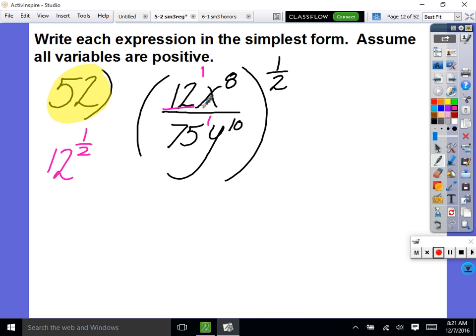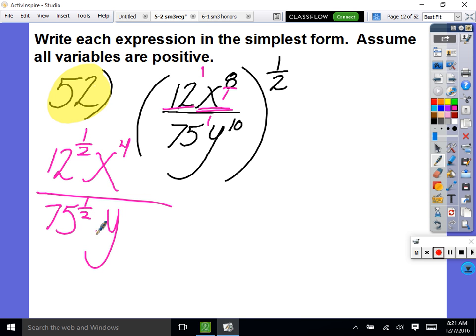Now, for this piece, 8 times 1/2 is 8 over 1. Multiply across. 8 over 2 is 4, so we have x to the 4th. Now on bottom, don't we have 75 raised to the 1/2 power? And then on bottom, we have y to the 5th. So you say to yourself, there's my answer, but does it simplify? Well, numbers raised to a power simplify. If you get a decimal, that would not be acceptable.